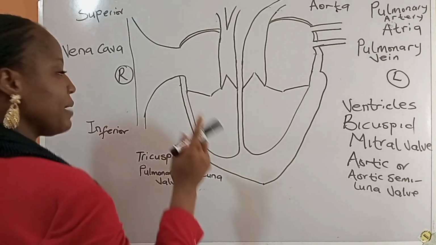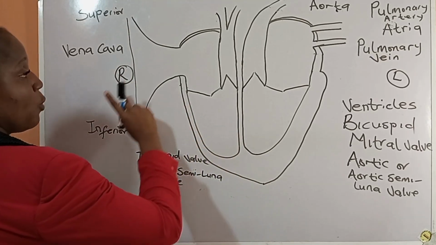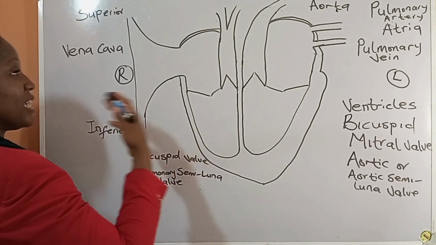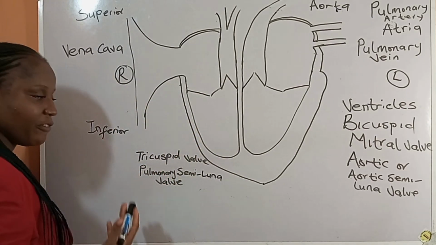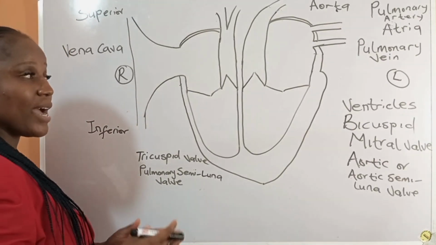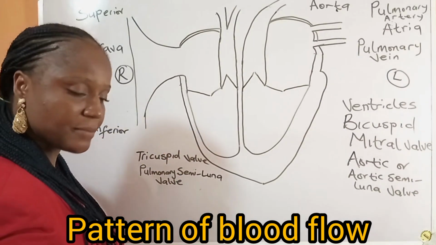And then we also made reference that there are two large veins, the largest veins which drain into the right atria, known as the vena cava, divided into the superior and the inferior vena cava. So the next thing we are going to see is the pattern of blood flow in the body.